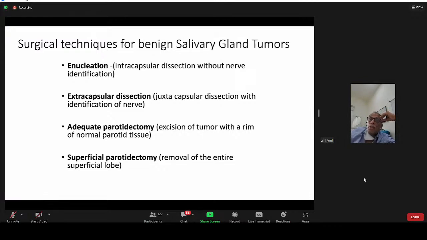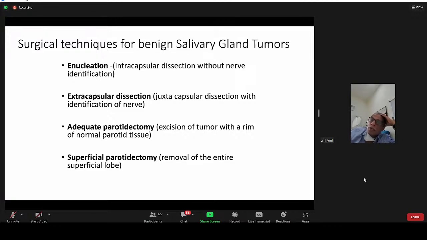Extracapsular dissection is where you put on your loops and magnifications and go just behind the capsule. Because when you do a superficial parotidectomy, you have a high incidence of a hollow on the face, a high incidence of transient facial nerve paralysis, and a high incidence of Frey syndrome. So people said that when 80% are benign, just go ahead of the capsule and avoid these.